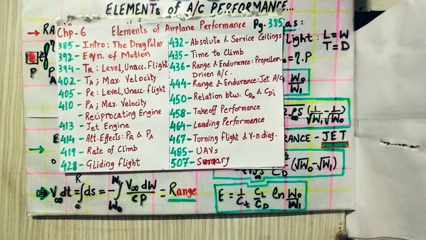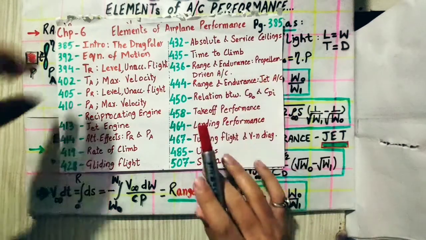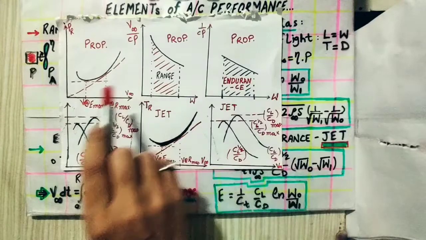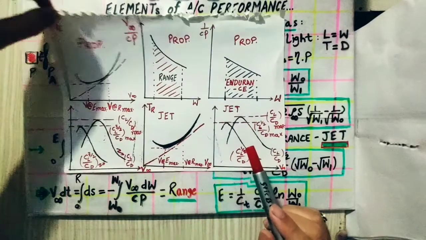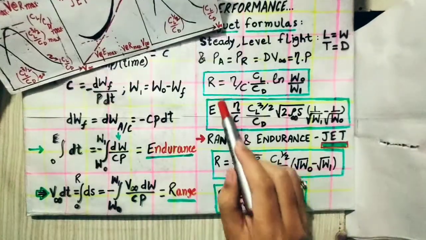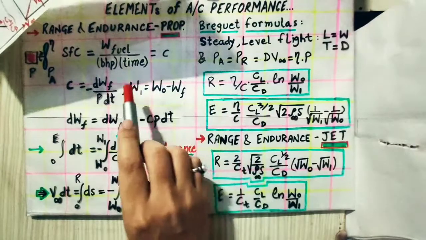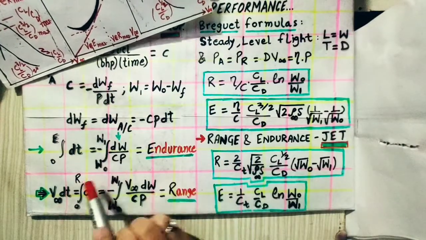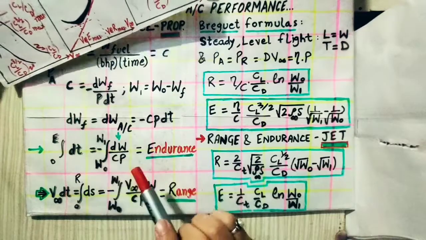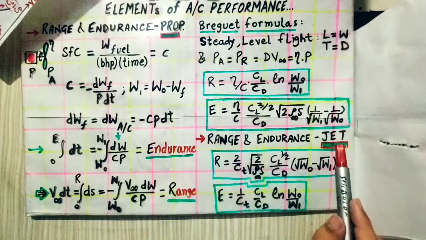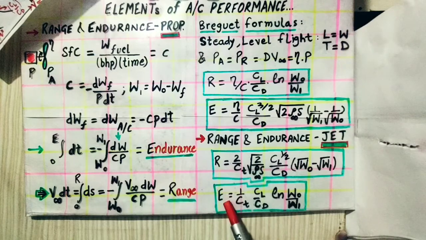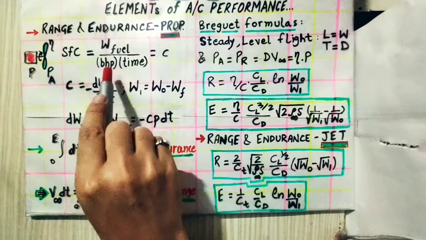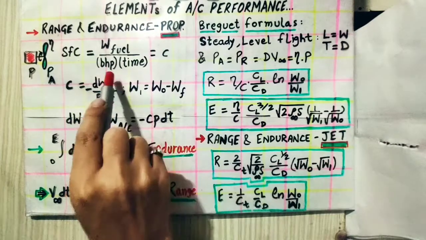Hola amigos, so now let's continue with range and endurance for propeller and jet aircraft. In this lecture we will be exploring these graphs using the previously derived formulas for the range and endurance of propeller and jet engine airplanes. Range is this and endurance is this for a propeller driven aircraft, and similarly we have derived the jet engine aircraft range and endurance. In propeller it's just power over here, and in jet we have thrust over here.